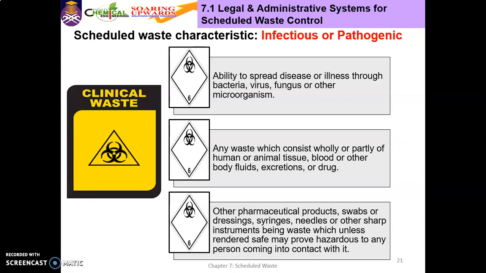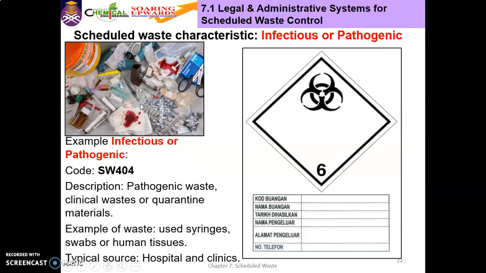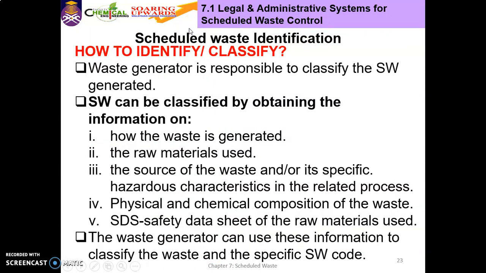Infectious or pathogenic, this is the sign. Normally it involves clinical waste. For example, infectious or pathogenic, the code is SW404. Anything related to syringes, swabs, or human tissues, and the typical source is hospitals and clinics.